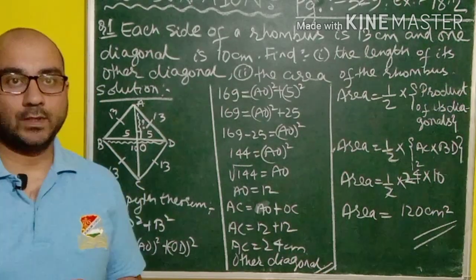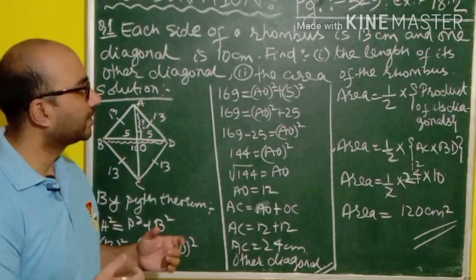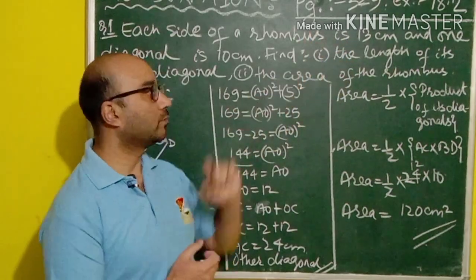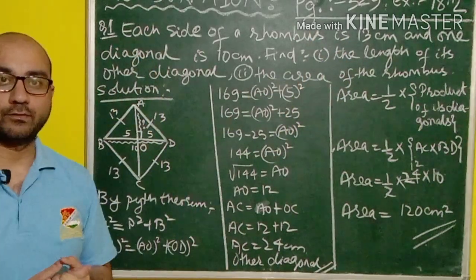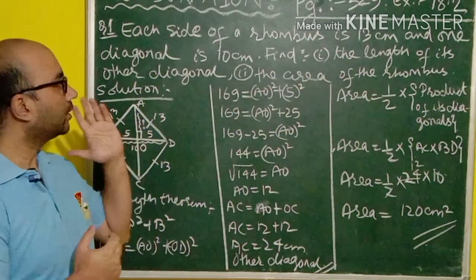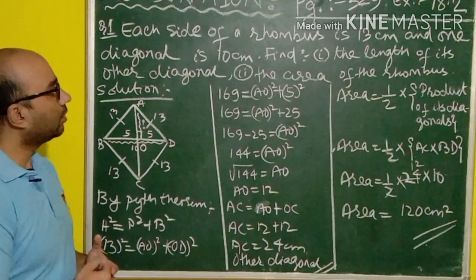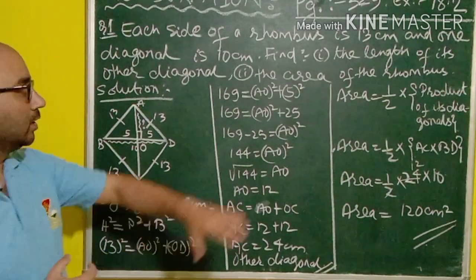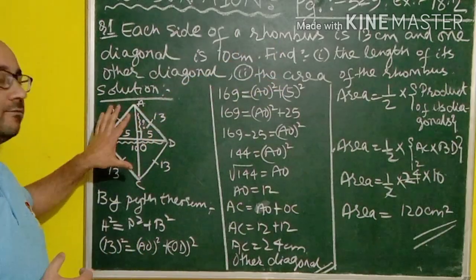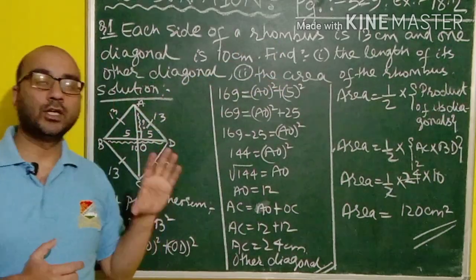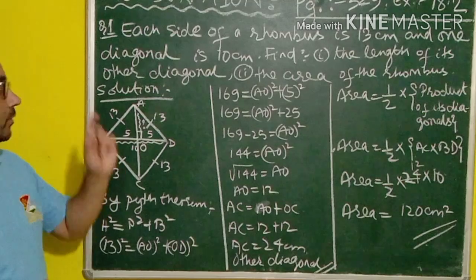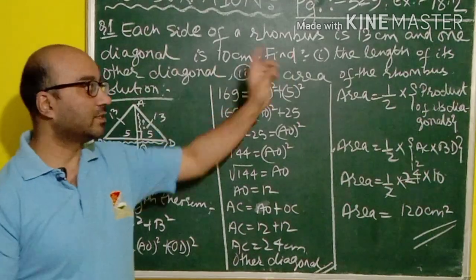Today we will discuss a few numerical problems from exercise 18.2, which is on page number 329 of your textbook. Let us directly go to question number 1. The question reads: each side of a rhombus is 13 centimeter. We'll try to correlate it with the figure. The figure is not given in the question, so you need to draw it on your own.